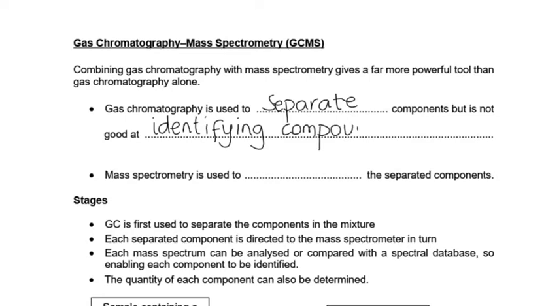So what we do is we tag a mass spectrometer to the back of our gas chromatography machine. As the samples come out, they pass from the gas chromatography column straight into a mass spectrometer, and the mass spectrometer is going to analyse those components. And that's going to give us much more information.